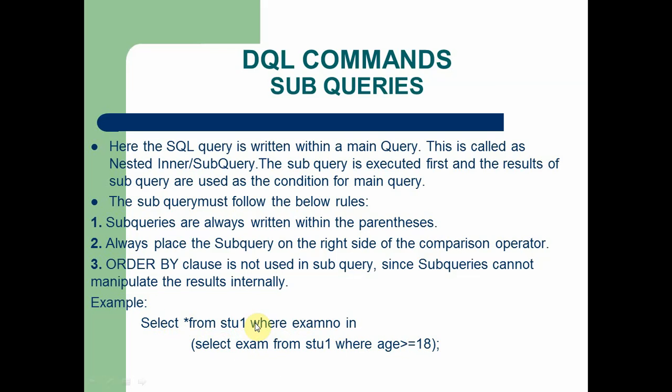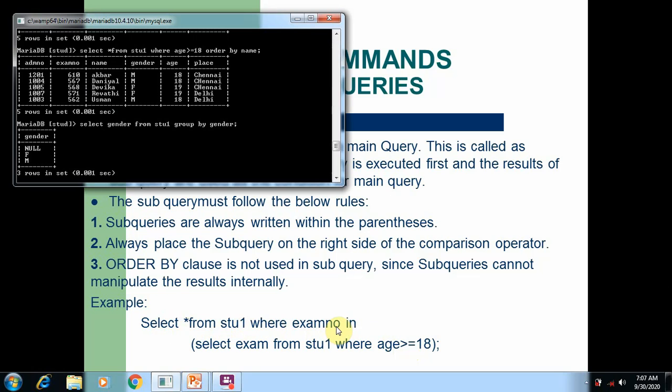When we execute this, the inner query will execute first and give the values to the main query's where clause condition. It means this query will display exam numbers from student 1 where age is greater than or equal to 18, and give all those exam numbers to the main query. The main query will display all the fields of the students with those exam numbers. So now I'm going to execute this command.